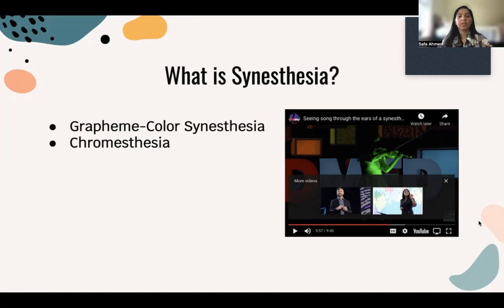It's important to note that different people with synesthesia will see different colors when looking at the same words, letters, numbers, or hearing the same sounds.